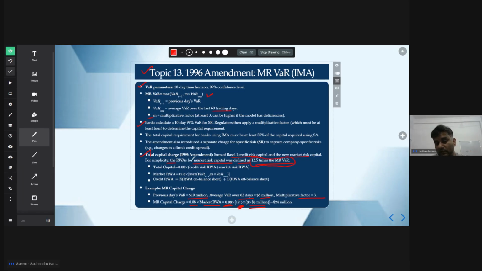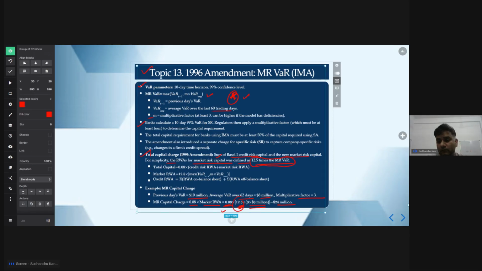So for market risk capital calculation, we have to do 12.5 times this part, 3 into 8, 24, and then you have to take 8%, right? So this was the calculation. Okay, you have to know this formula, right? There's no way you can progress without knowing this formula.